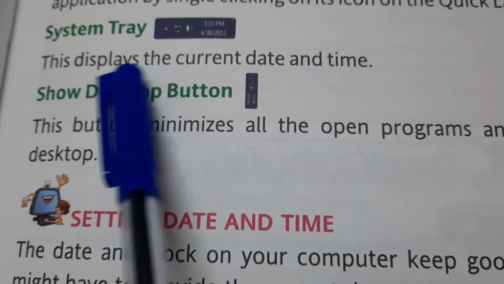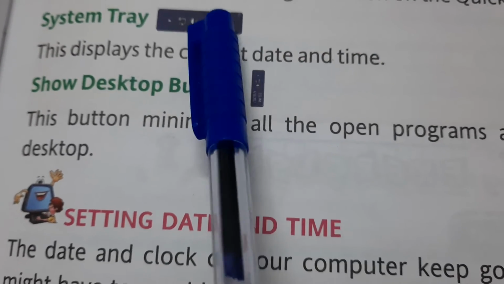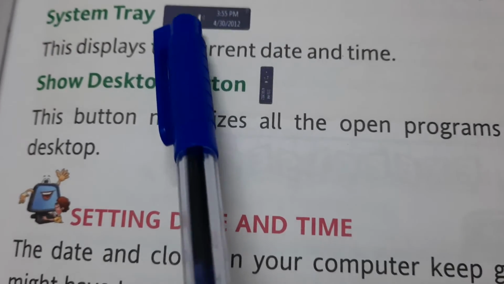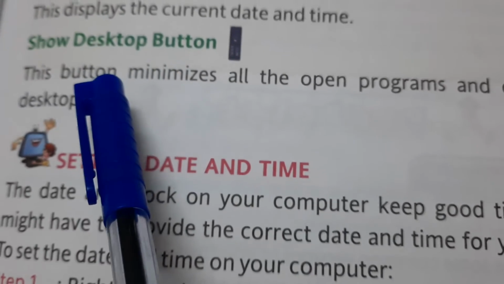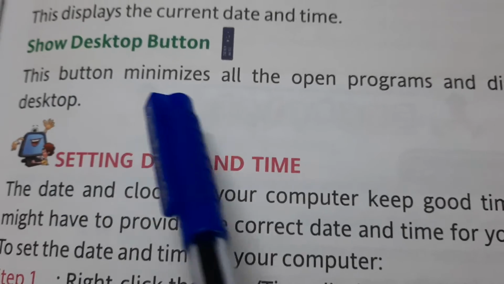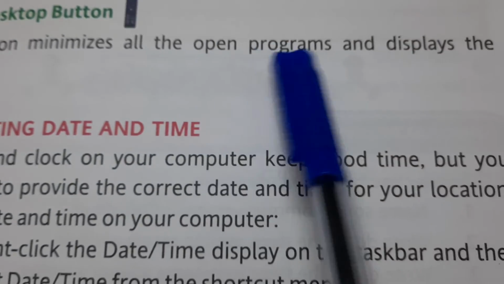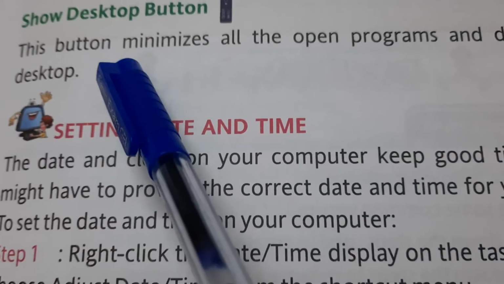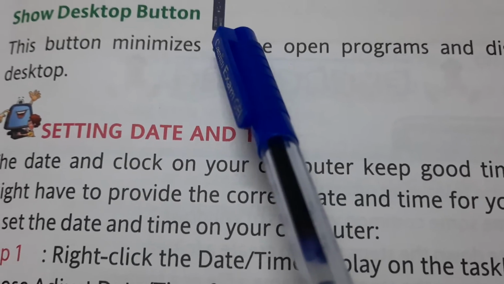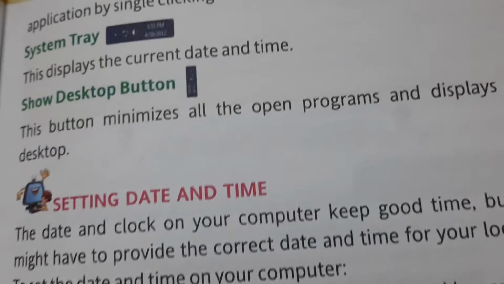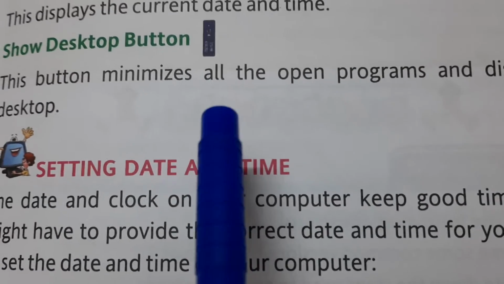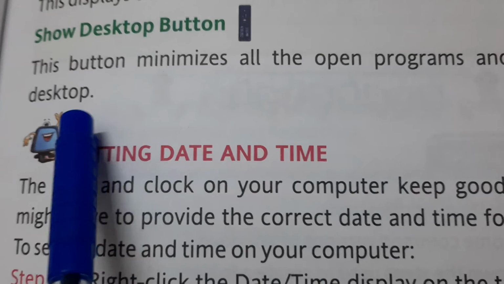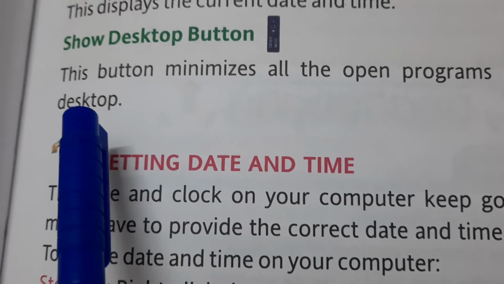Then the system tray. This displays the current date and time. Here you can see the current date and time, and even these icons are a part of the system tray. Then the show desktop button. This button minimizes all the open programs and displays the desktop. Means when you click on this button, all the windows will disappear, they will not be closed, but you will be able to see the desktop. It is used for this purpose.